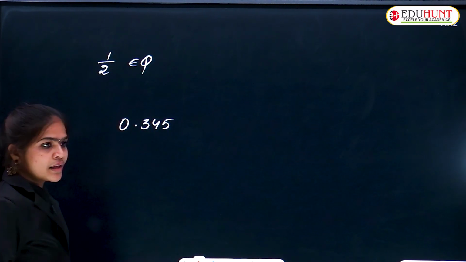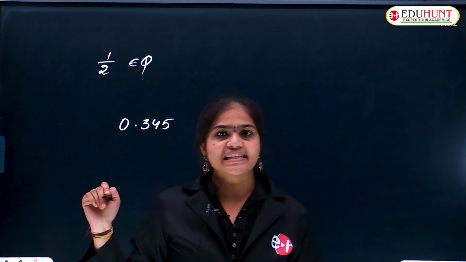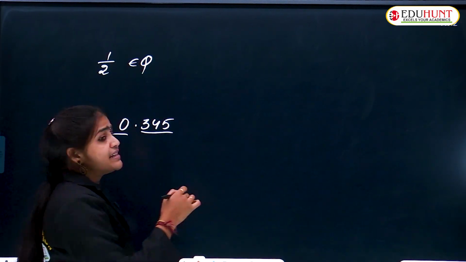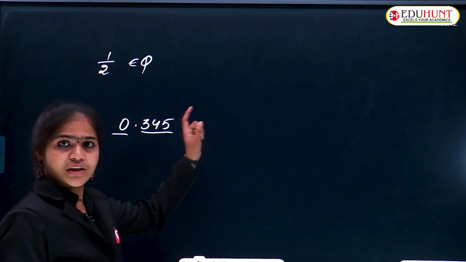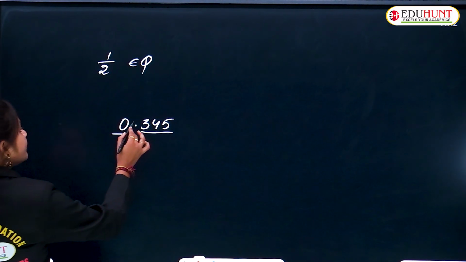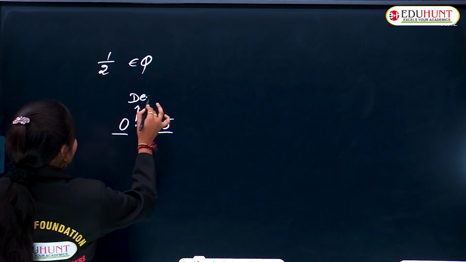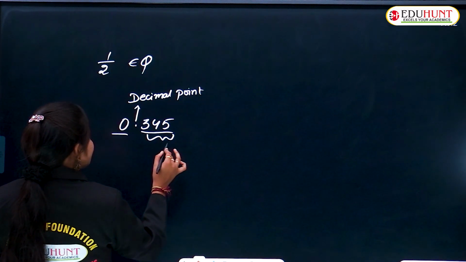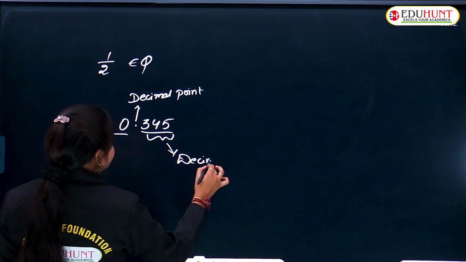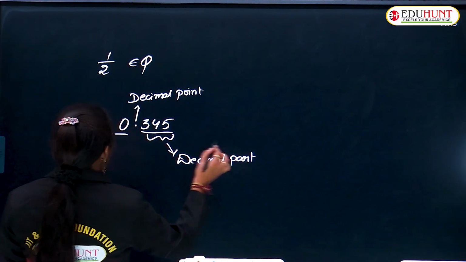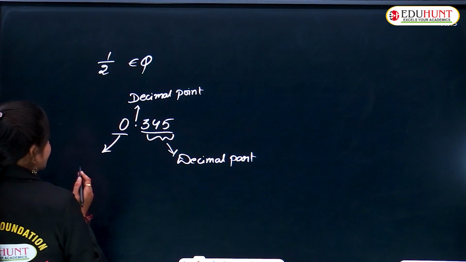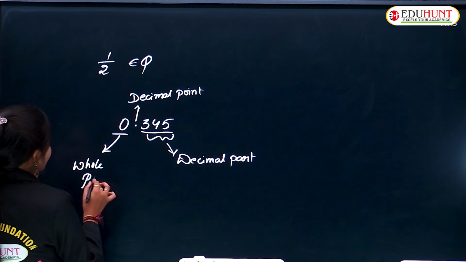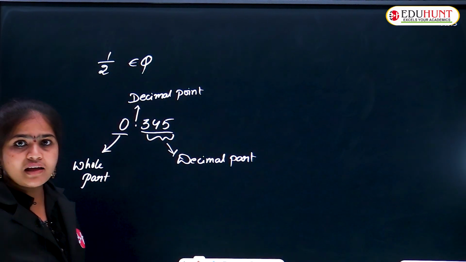For example, 0.345 is there. Is it a decimal number or not? Yes, of course, that is a decimal number. Why? Because here 0 is the whole part and 345 is the decimal part. Okay, again we will discuss about the decimals, ma, at the end of this concept. See here, and this one we will call it as a decimal point. And this is a decimal part. And what we will call this one, before the point? That is an integer. Okay, and that is a whole part also we can say. Whole part or integer part.